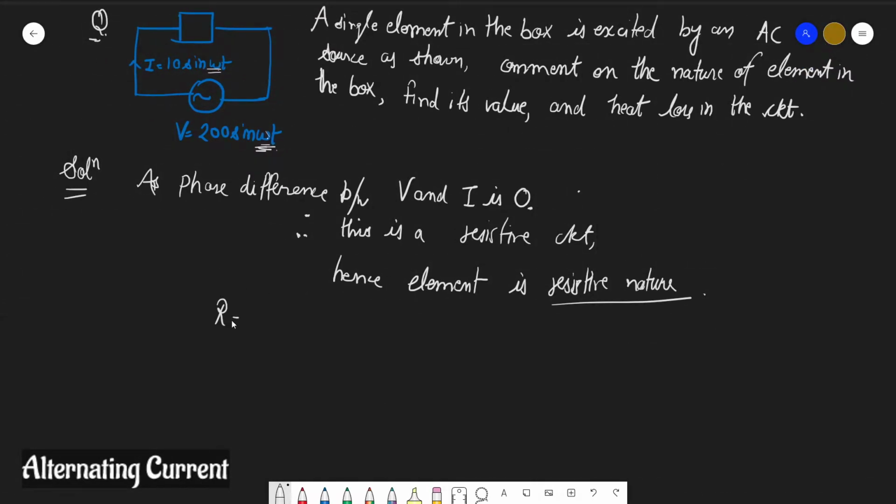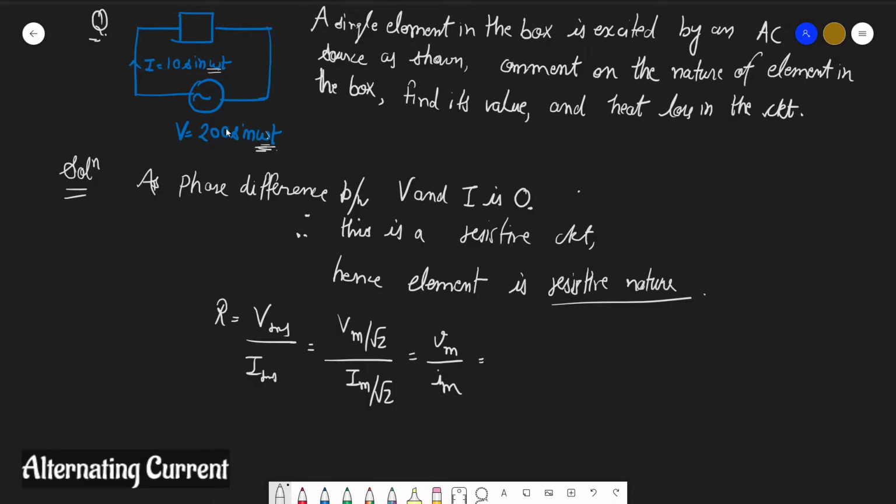Also, you know R is equal to Vrms by Irms. Obviously, Vrms for a sinusoidal is Vm by root 2, and Irms is Im by root 2. This root 2 gets cancelled out, so we are left with Vm and Im. Both the expressions are given to you.